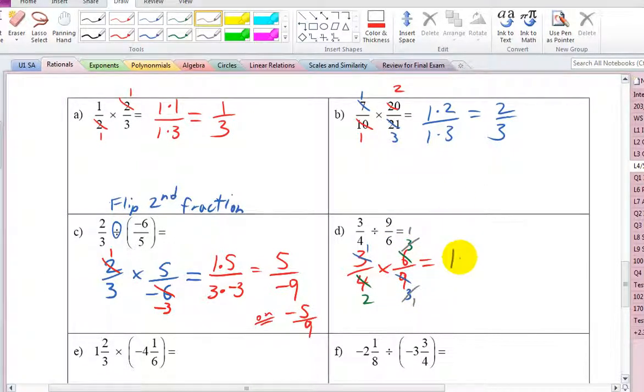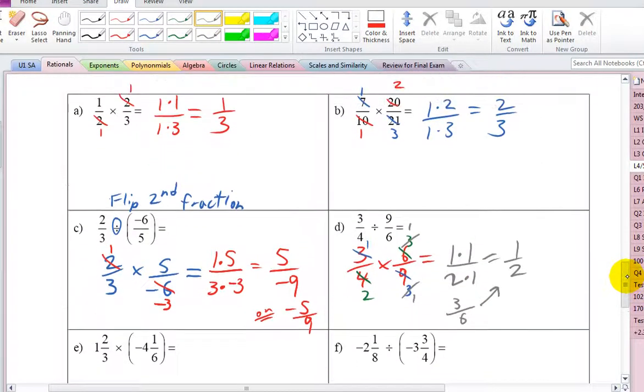So up top I get 1 times 1. On the bottom I get 2 times 1. So 1/2. Okay. Now if you didn't see that, that's okay. You already got 3/6, and then you can reduce it to lowest terms. So don't be too paranoid if you don't get a reduced fraction. Just see it, notice why, and then correct it and reduce completely. Okay. So those are all what I'd call grade 8 questions.